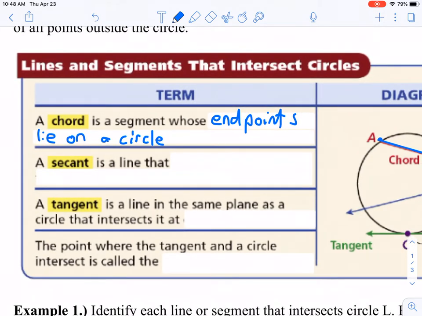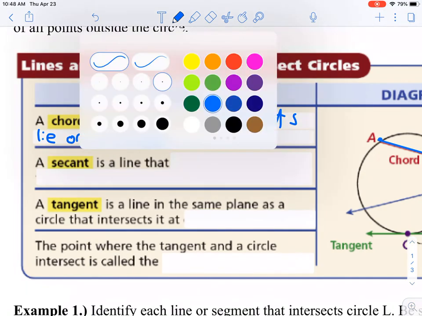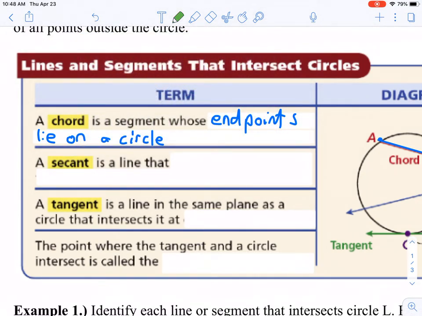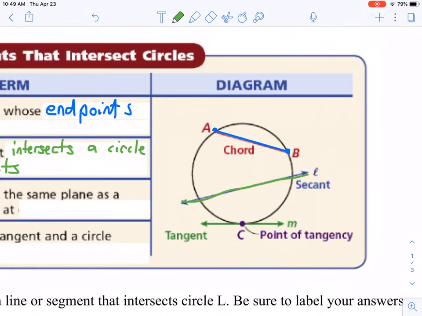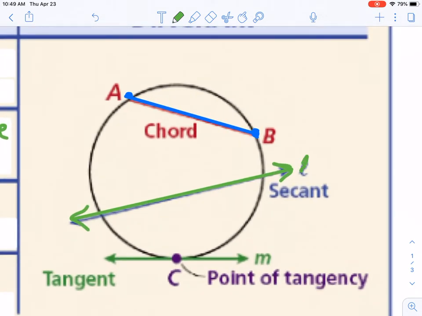Next, we're going to look at a secant. A secant is a line, different from a chord. Remember, a chord is a segment. A secant is a line that intersects a circle at 2 points. Think of that as a line that's going through the circle. Goes through it and it crosses at 2 places. So line L is a secant.